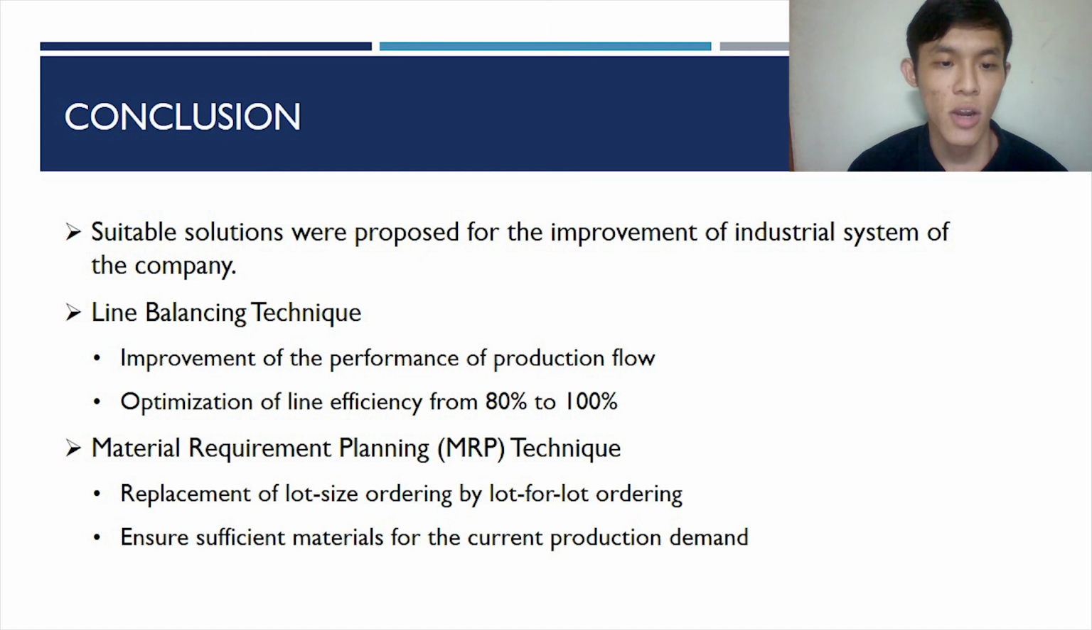Second is the material requirement planning technique, also called MRP. The lot size ordering of the company has been replaced by the lot for lot ordering to ensure sufficient materials for the current production demands. It also eliminates the extra materials for the production. That's all from us. Thank you.